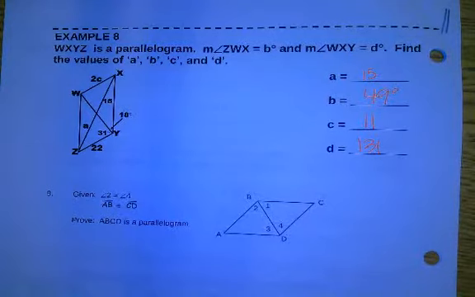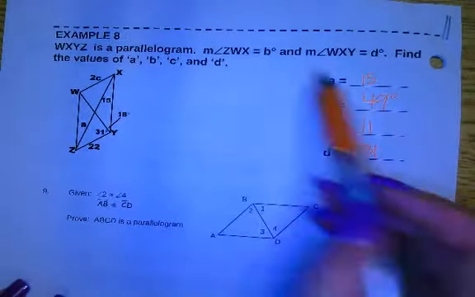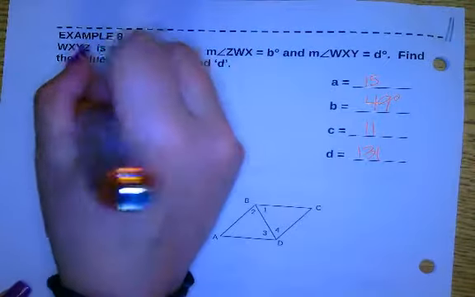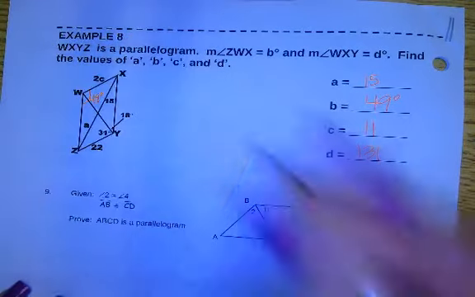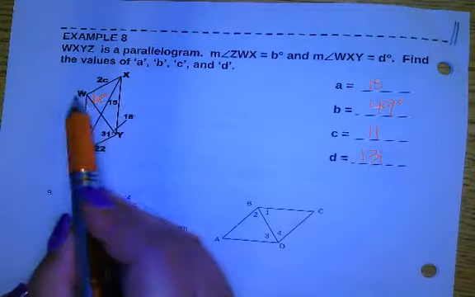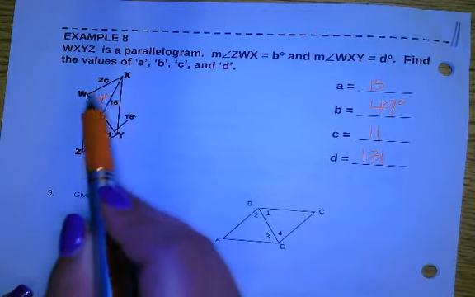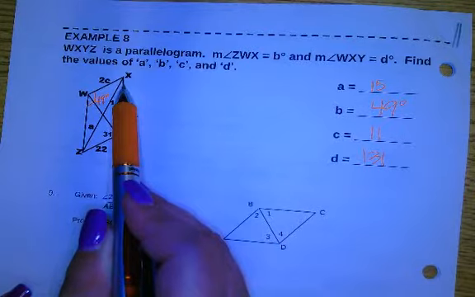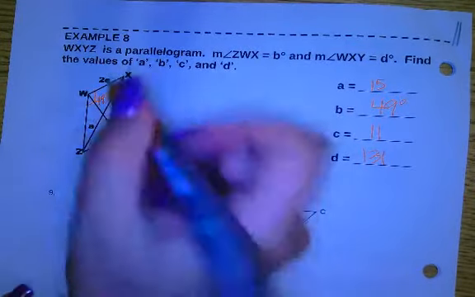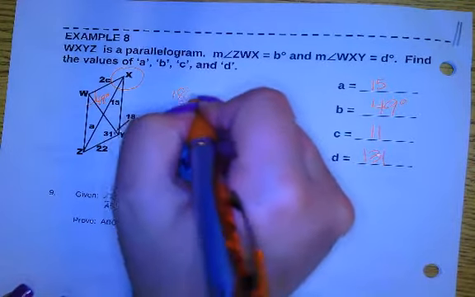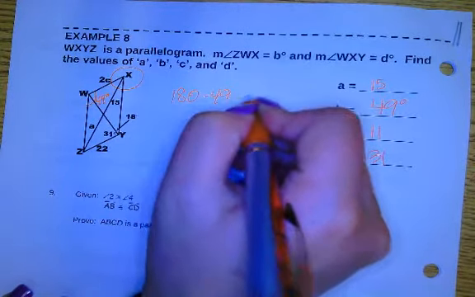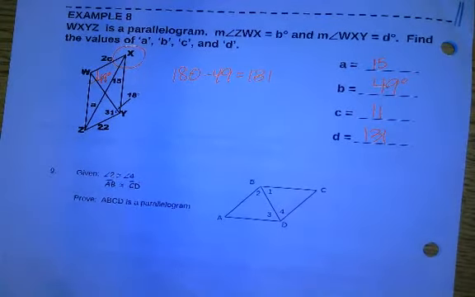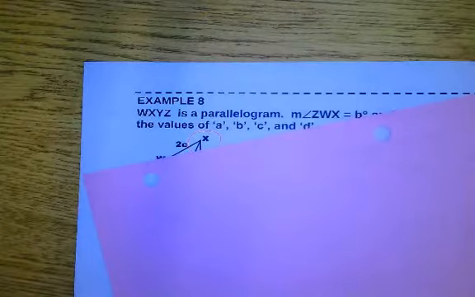So for letter B, you guys found that ZWX is 49 degrees. These two angles right here are supplementary because they're consecutive angles. So if this is 49 degrees, this angle here is 180 minus 49, and that's 131. Okay, on the back of your pink sheet, turn it over so I can write a few things that are going to help us before we start the proof.